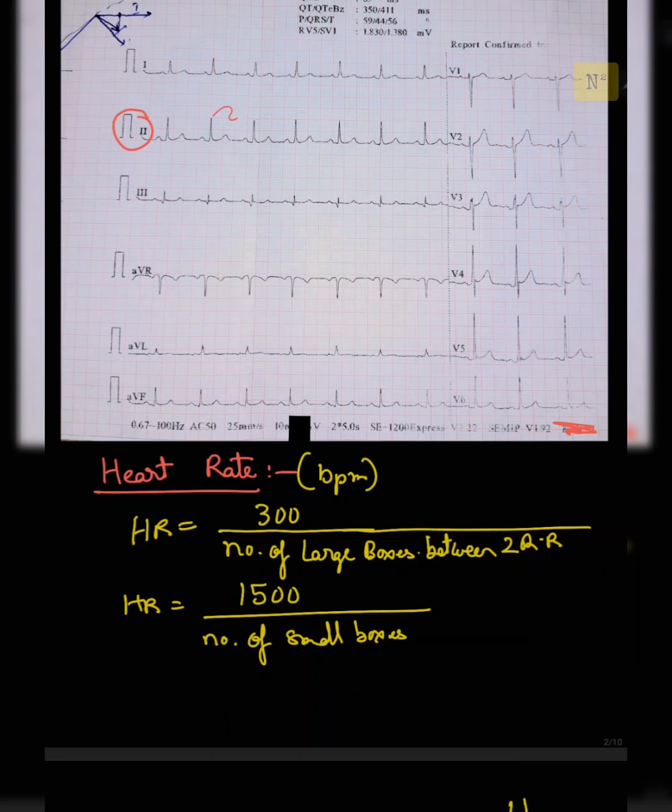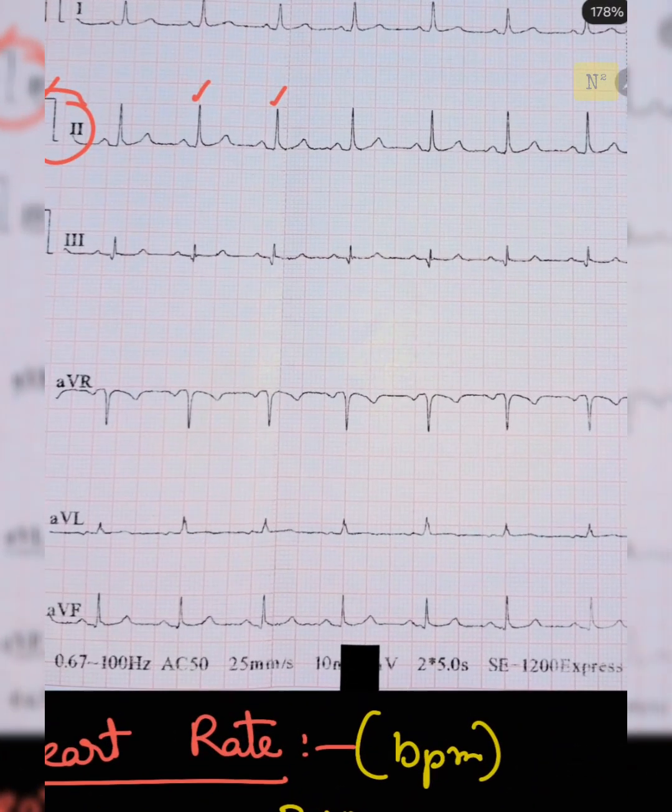Let's use these formulas in our heart rate calculation on this ECG strip. Let's take the second lead readings. This is an R wave, this is an R wave. Let's take these two R waves and see how many large boxes came.